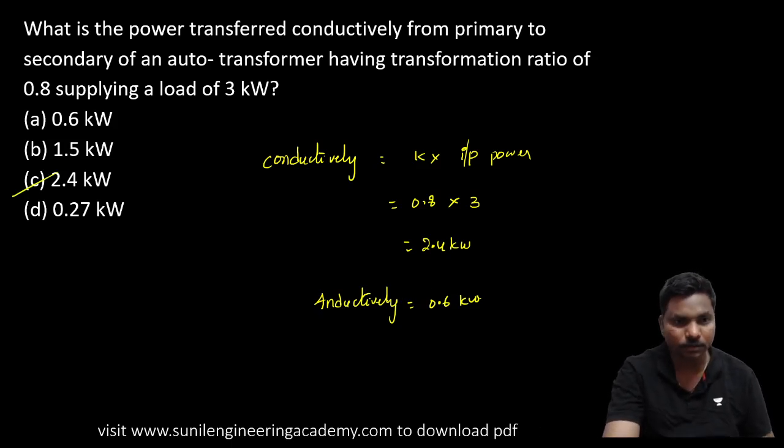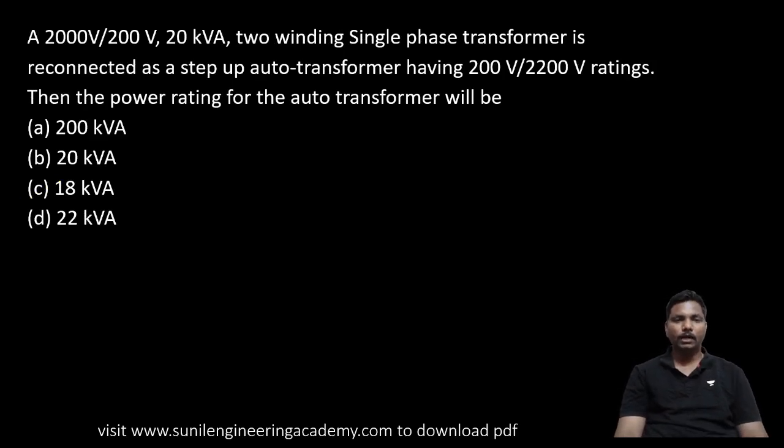Coming to the next question, guys. A 2000 volt by 200 volt, 20 kVA, two winding single phase transformer is reconnected as a step up auto transformer having 200 volt by 220 volt ratings. Then the power rating for the auto transformer will be dash. Here we can find this one. Here K is equal to LV by HV, so 1 by 11 you are getting.